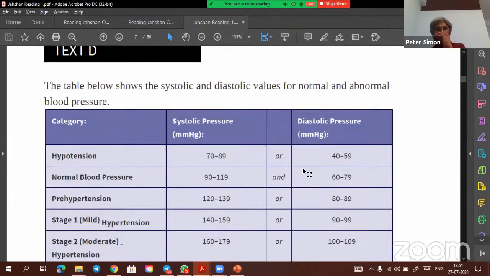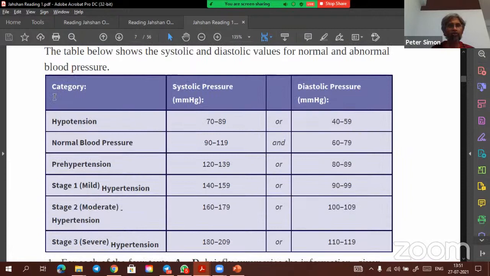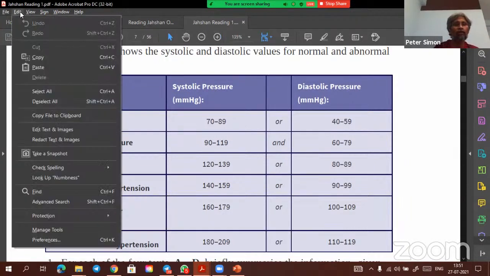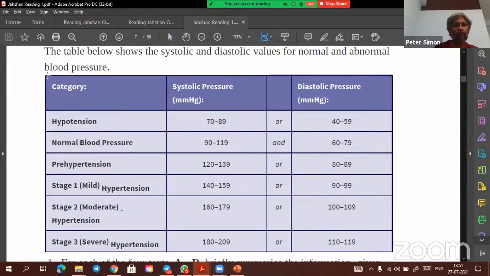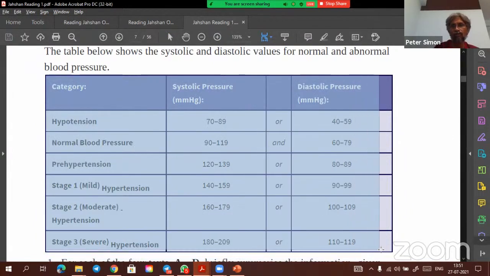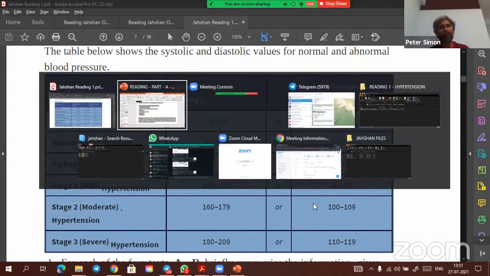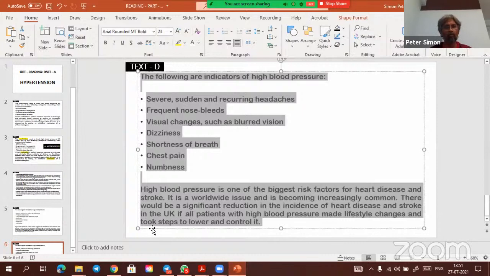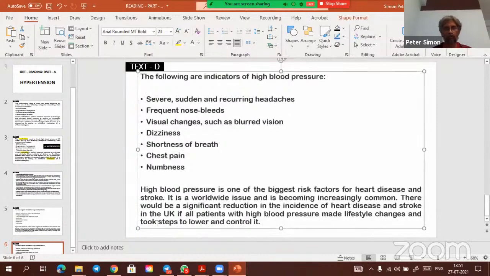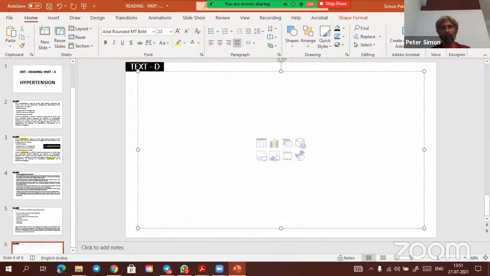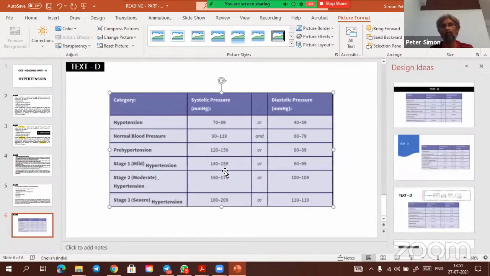This is a D. Now here, I cannot do anything, so I'll take the picture as it is. That would be better. Edit, take a snapshot, take this as it is. Copy selected graphic. And now I remove this and put this here. I have put it there.